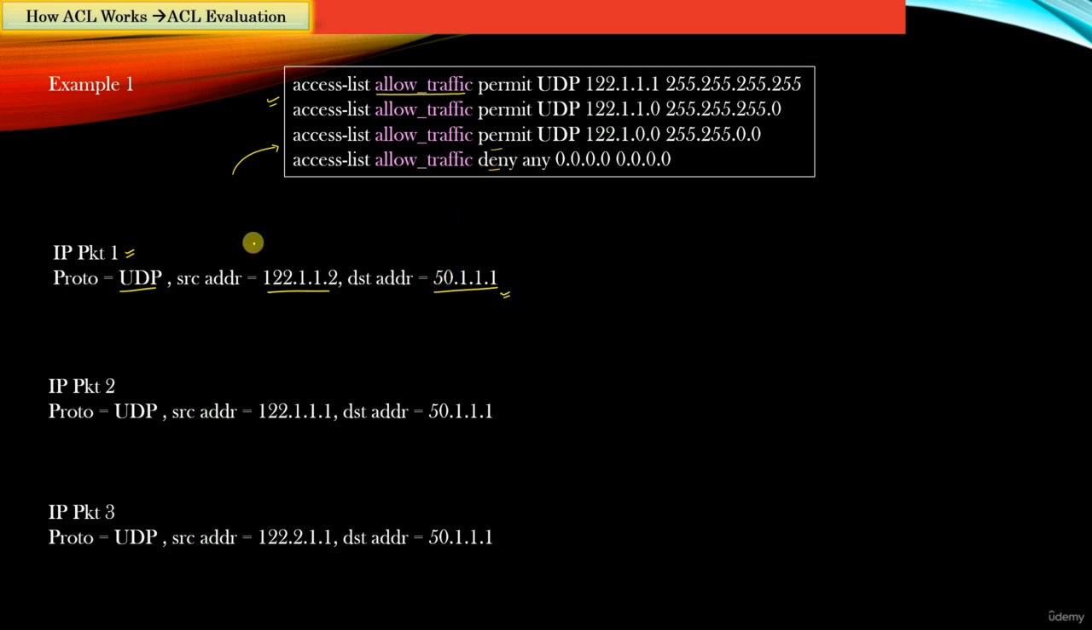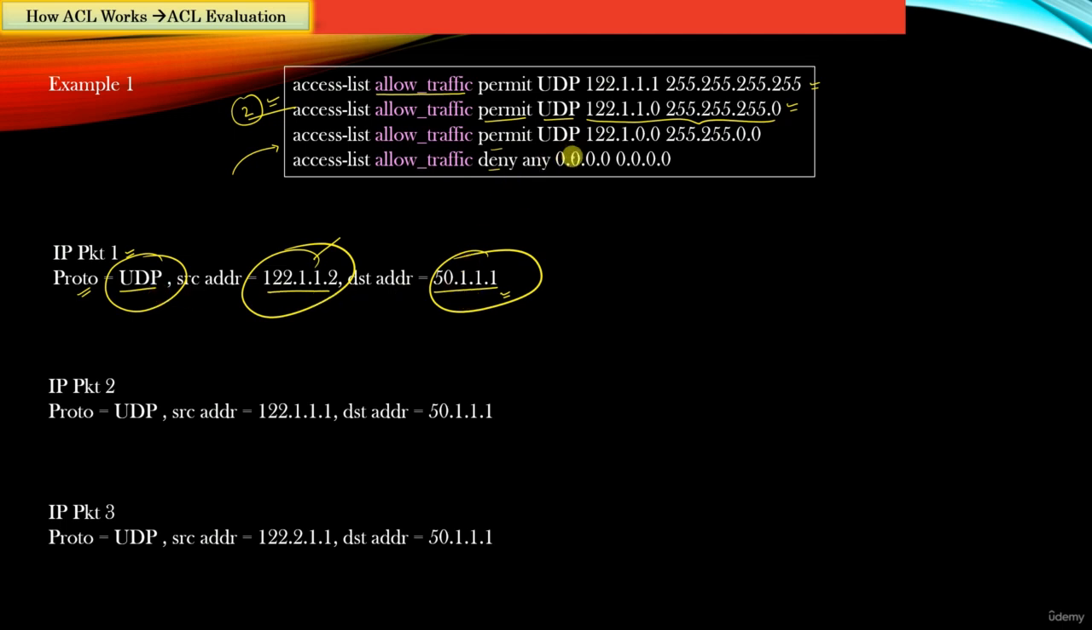Now if you evaluate these 3 values of the packet against the access control list, you will find that it is rule number 2 which says that the packet is permitted. Rule number 1 doesn't match the source address of the packet, and rule number 2 matches the source address of the packet as well as the protocol field value. The protocol field value is UDP, and 122.1.1.2 is an address which belongs to this subnet address. So rule number 2 matches the 3 parameters of the packet.